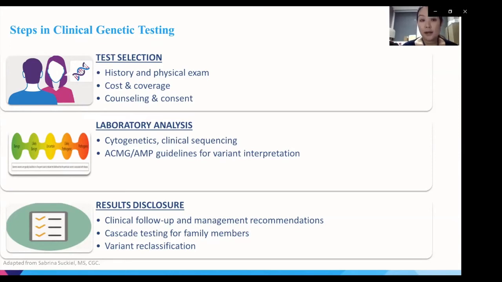After we counsel and consent the patient on the testing, we send the sample to the laboratory where they process it and interpret the results for us. And I'm going to go into a little bit more detail about variant interpretation, how to look at genetic testing results. And then finally, we meet with the patient when their test results are back to talk about management and then testing for family members as indicated.